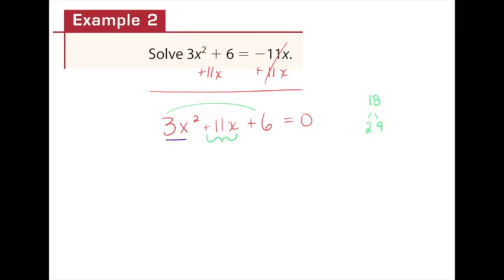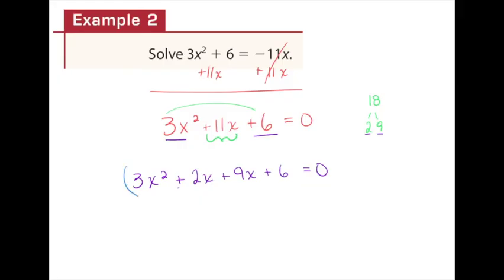So I'm going to leave the 3x squared alone. I am going to rewrite the 11x using these. So I'm going to say a positive 2x and a positive 9x. And then I'm going to leave this guy alone. So all I've done is I've taken my trinomial and I've rewritten the middle term to break it up into 2. All right? And now I'm just going to use my method factor by grouping.